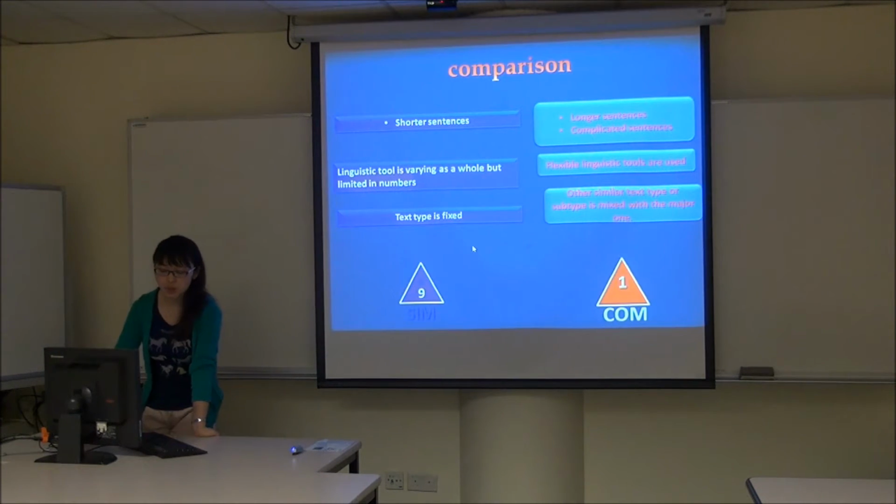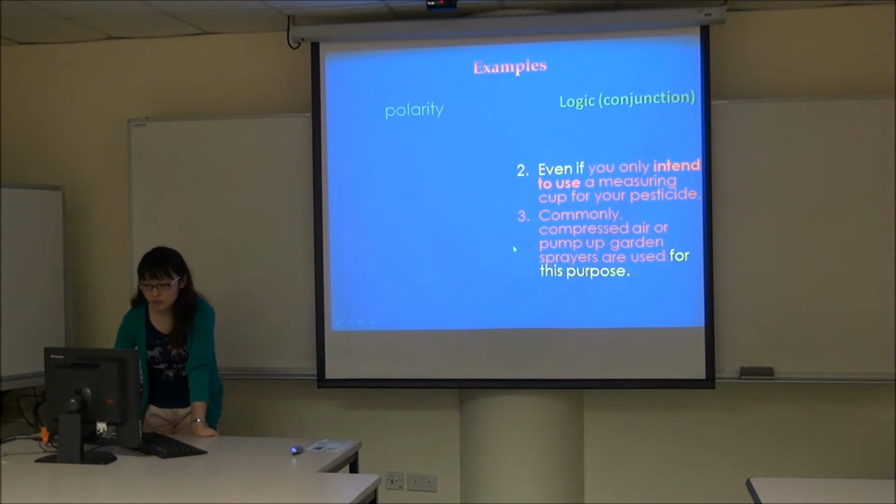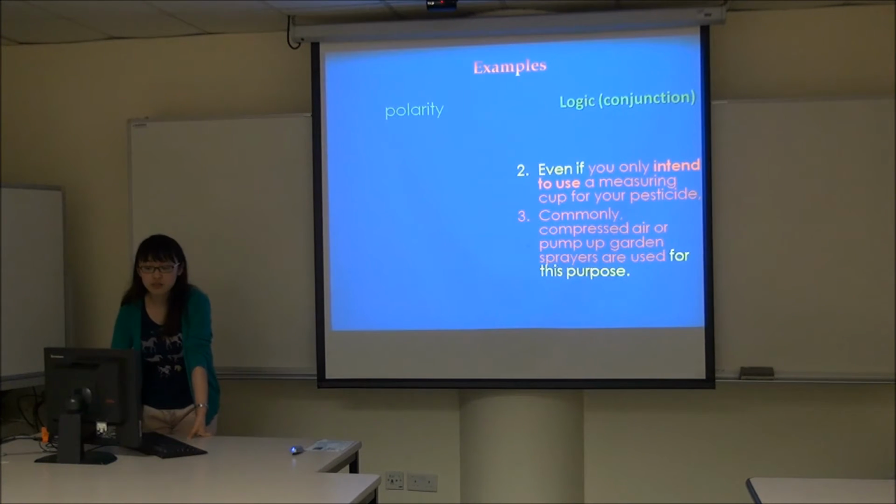And for the simple text, the text type is fixed, only in the enabling texts. But for the complex text, other similar text types or subtypes are mixed with the major one, and I'll explain this more later. Here are some examples to explain the degree of the complexity of this text, and I selected 2 elements, that is polarity and the logic conjunction words.